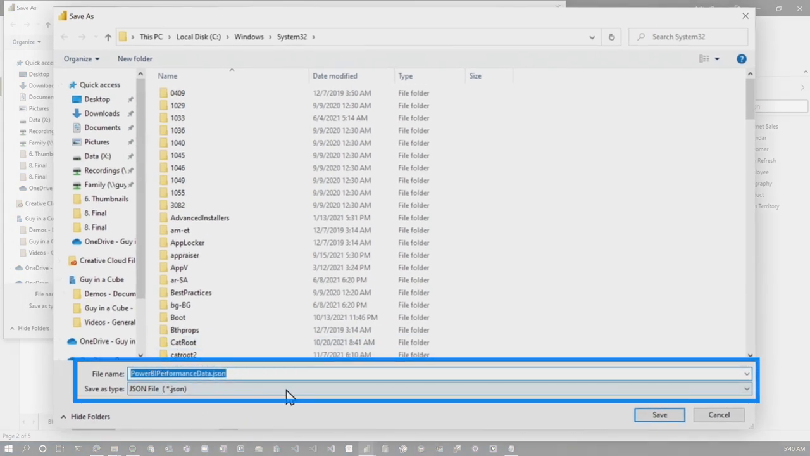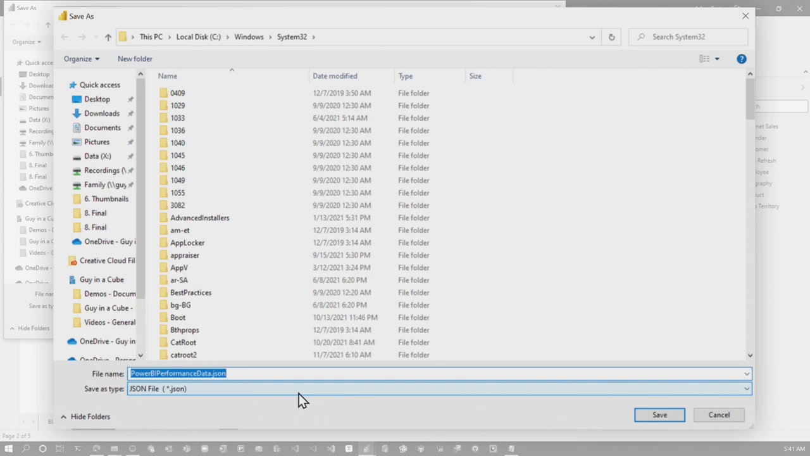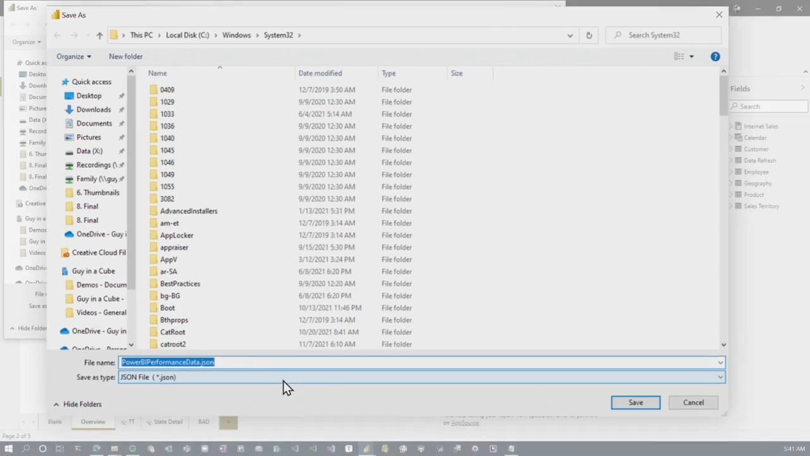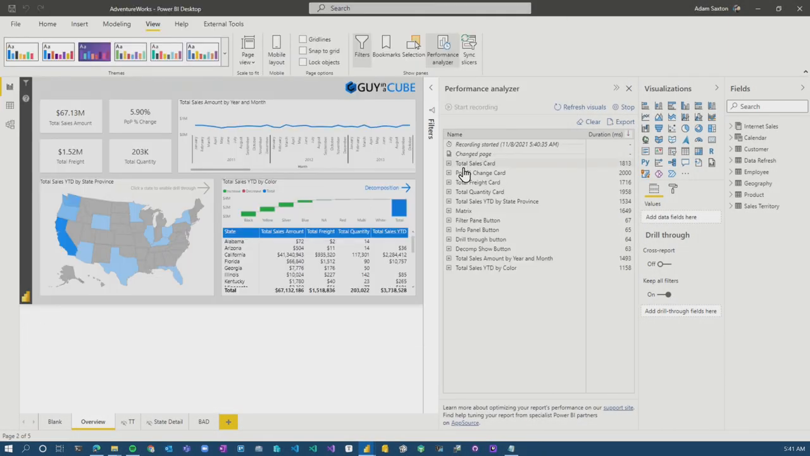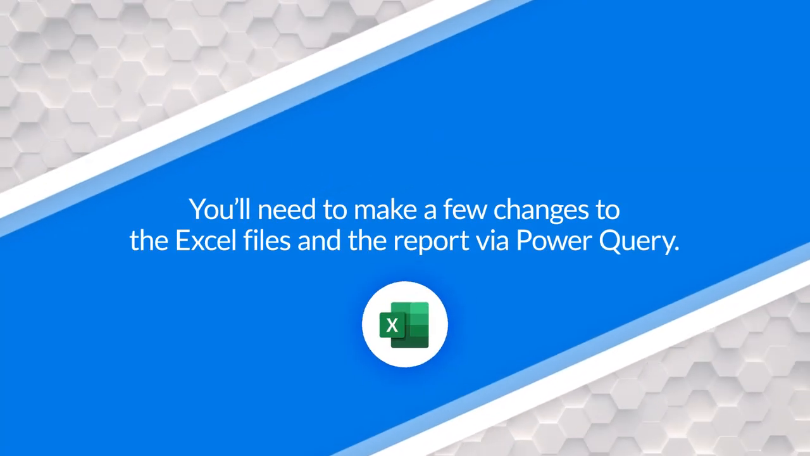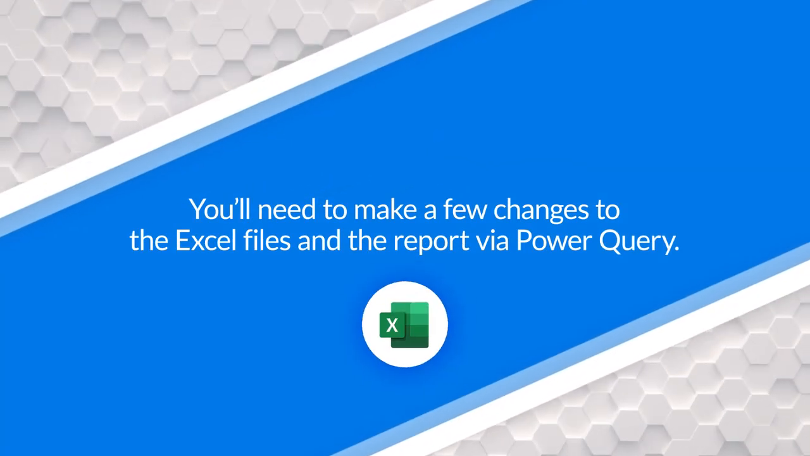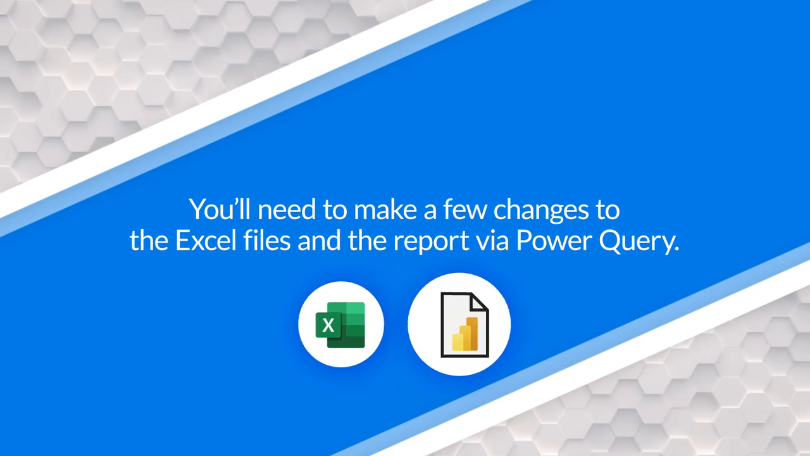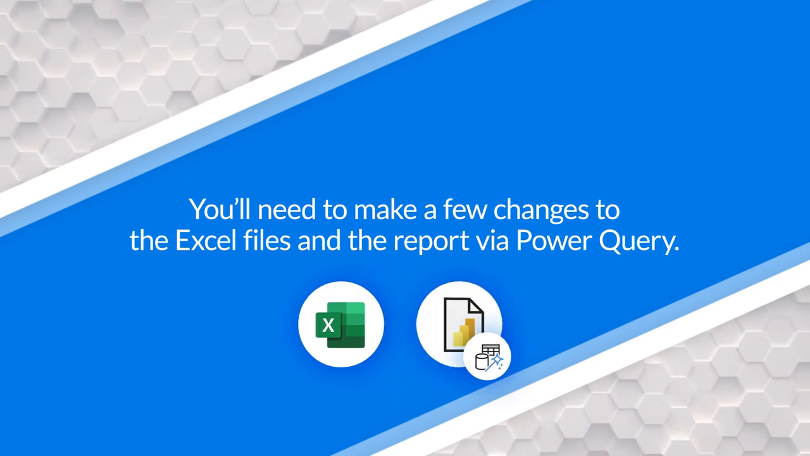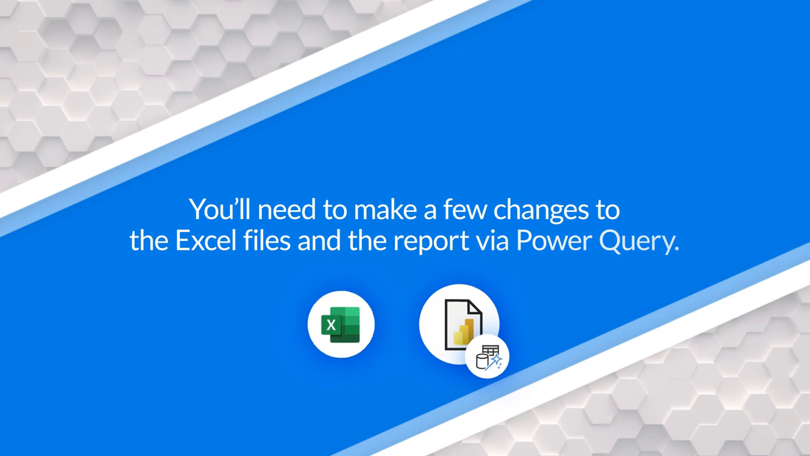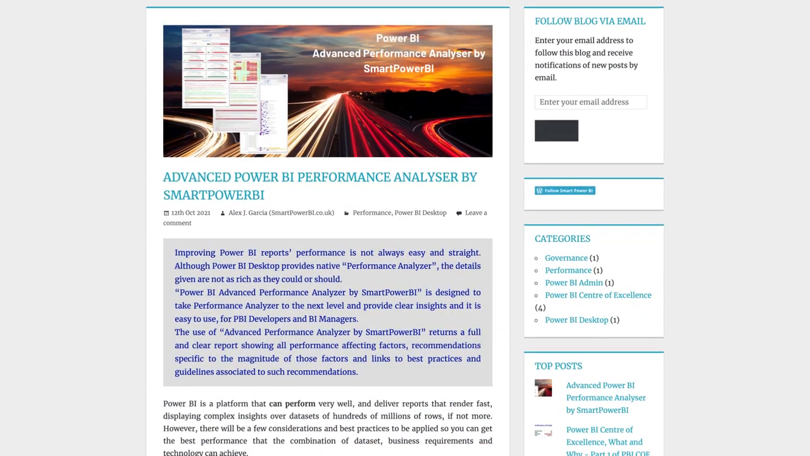This JSON file is what's important and what you're going to need to feed into the report that Alex Garcia created. So now that you have that, you'll end up having to update some of the Excel files that he has just to make sure that everything's lined up and it knows what to go grab. And you'll have to do some Power Query tweaking in his report to make sure it's pointing to the right file. He calls all that out in his blog.